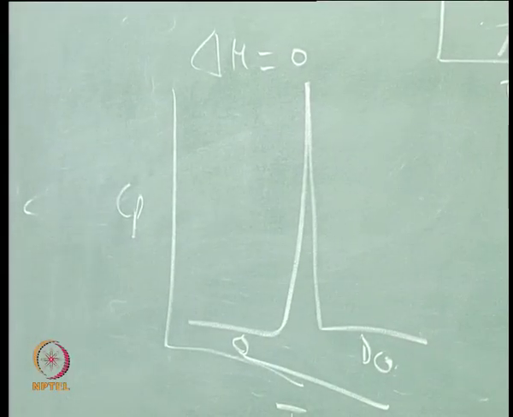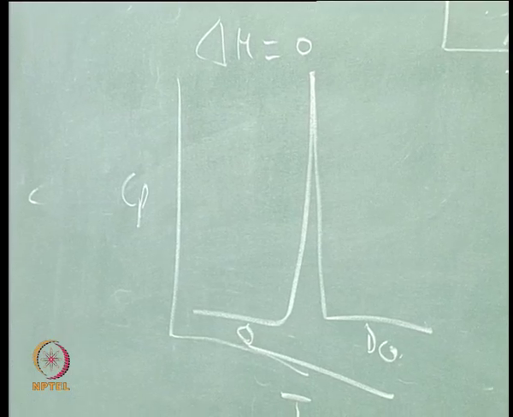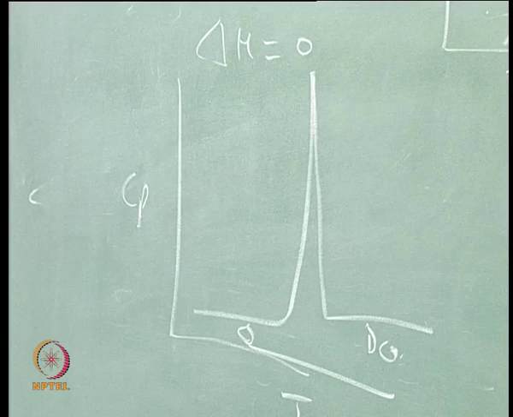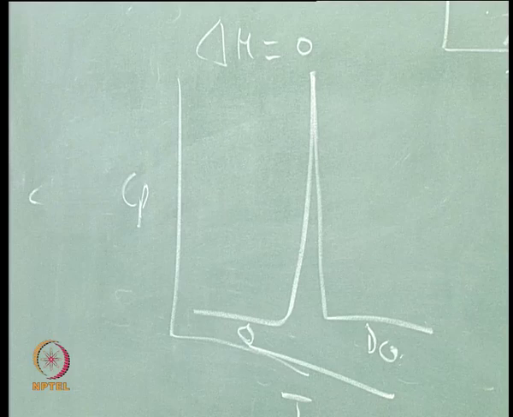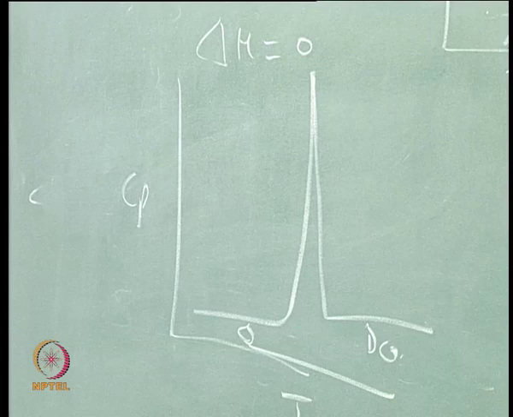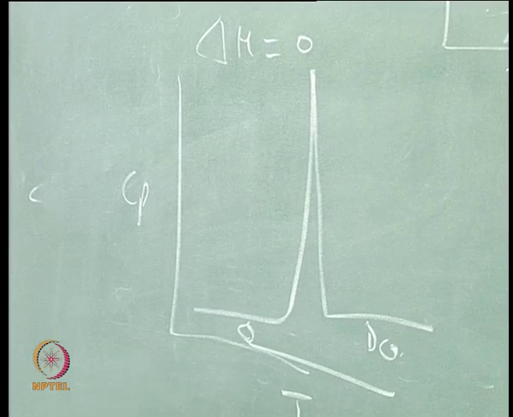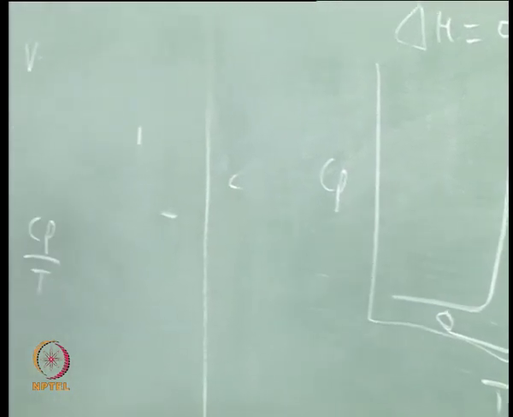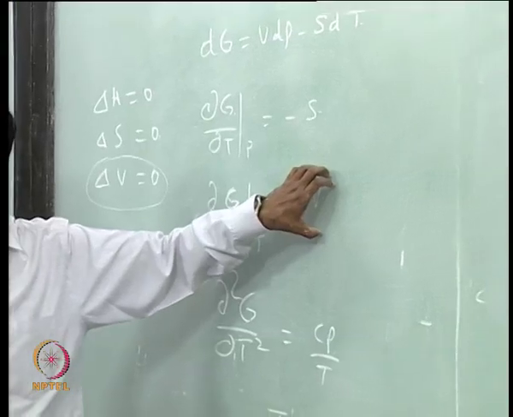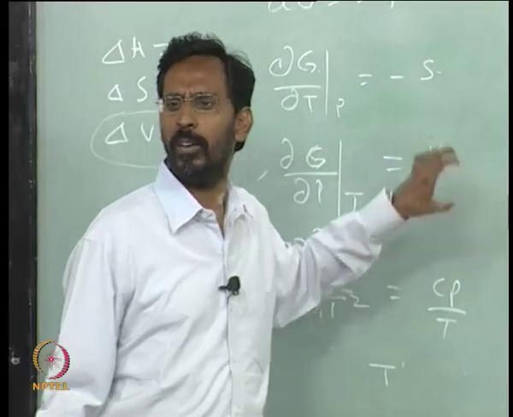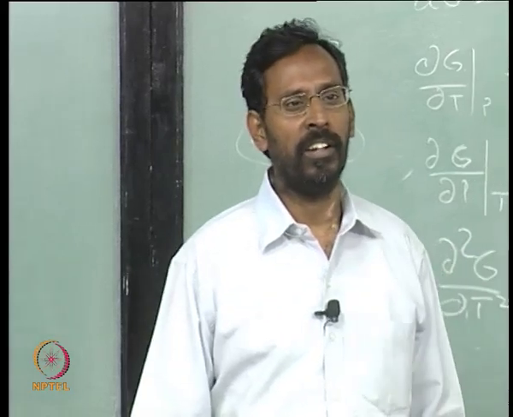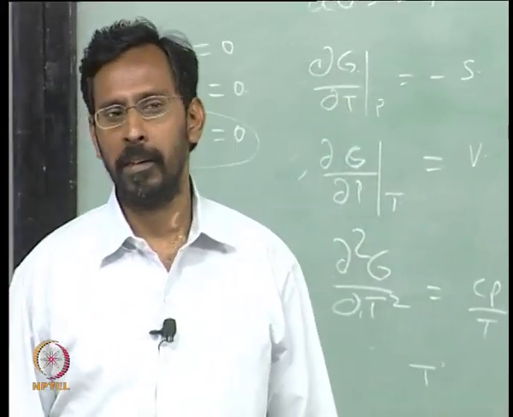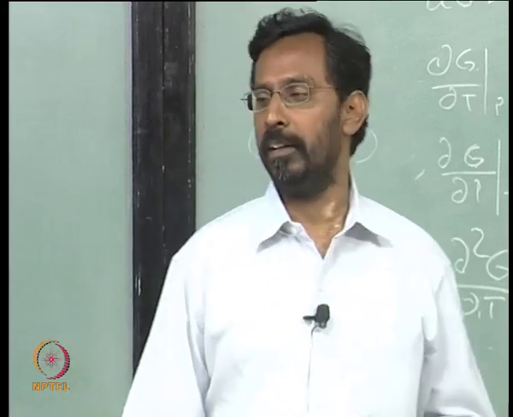Dou square G by dou P square. What will it be? What is that parameter, if you have ever heard of it? Dou G by dou P is V. So dou square G by dou P square should be basically nothing but dV by dP, am I right? Second differential of this is the first differential of this. So dV by dP is what? Rate of change of volume with pressure. What do we call that? It is called compressibility.